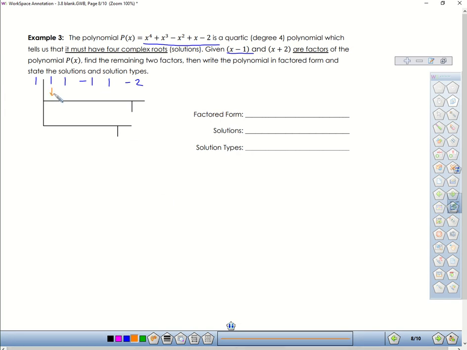First thing you do is bring down your first term. You multiply. What's 1 times 1? 1. We add. What's 1 plus 1? We multiply again. What's 1 times 2? Positive 2. What's negative 1 plus 2? 1. We multiply again. 1 times 1 is? Add. Good. Multiply, we got 2 again. What's negative 2 plus 2? 0.